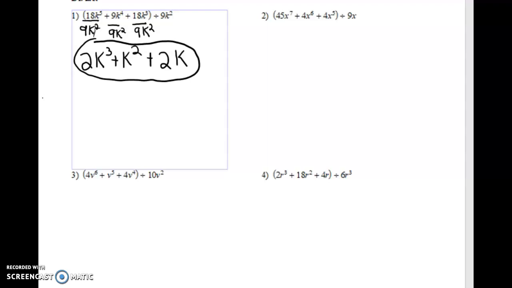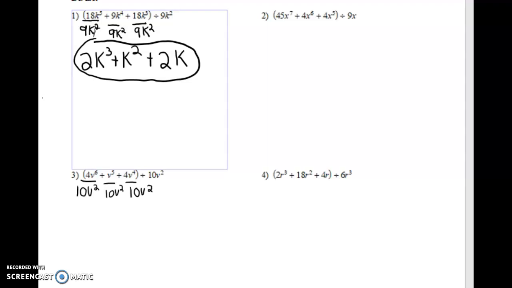Okay? I'm going to do number 3. Then I'm going to have you do all the rest. Okay? So we're going to distribute the 10v squared to all three of your terms. Now you'll notice on this one you're going to get some fractions. All you're going to need to do, guys, is reduce this, okay?